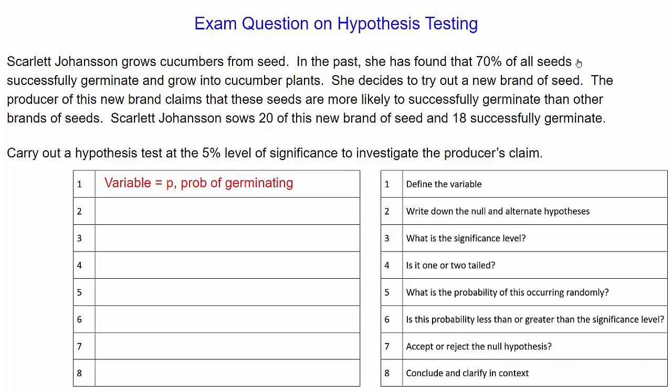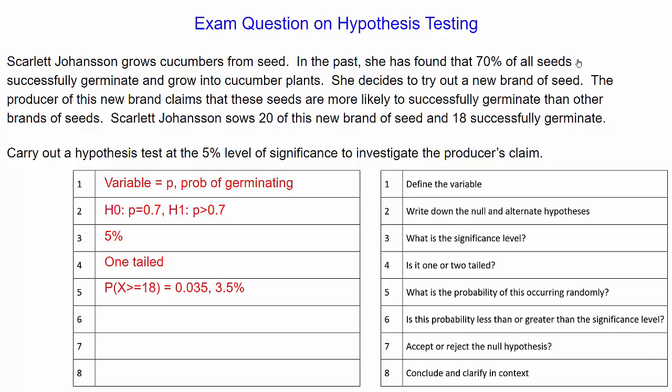So define the variable. The variable is p, the probability of germinating. The null hypothesis is that the probability remains as 0.7. The alternative hypothesis, because we were looking at whether they're more likely, is that the probability is greater than 0.7. The significance level is 5%, and because we were just looking at whether they're more likely, that means that it's one-tailed.